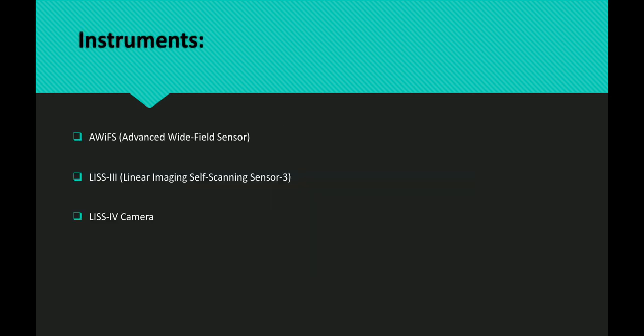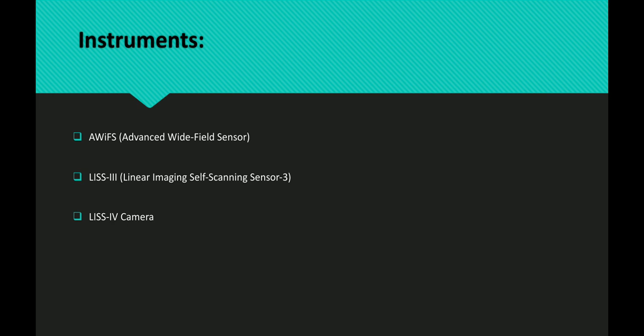Then we see the instruments. First is AWIFS, that is Advanced Wide Field Sensor. It operates in three spectral bands in VNIR and one band in SWIR. It provides images with 56-meter spatial resolution that would be useful at state level.